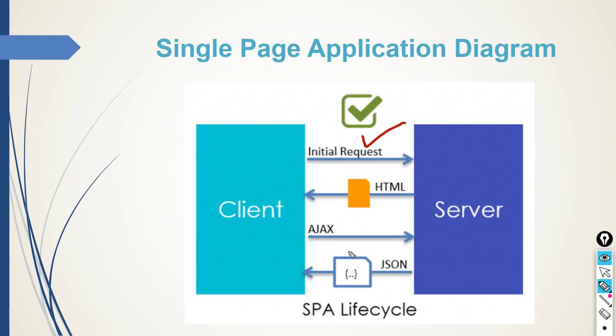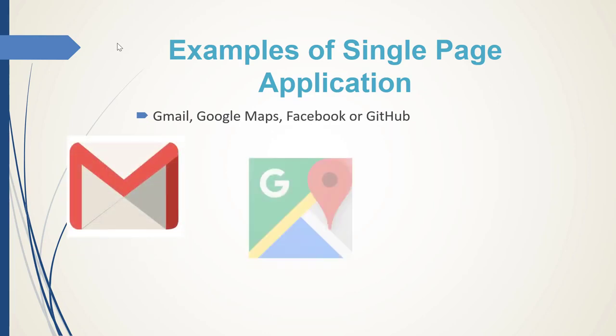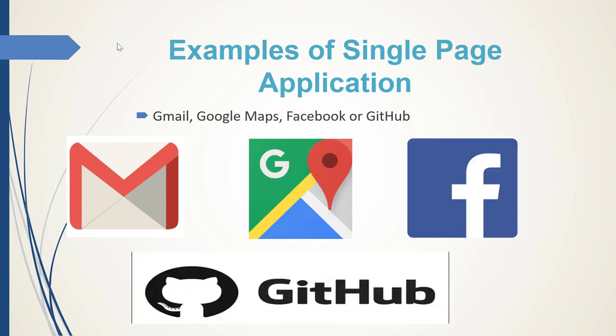So HTML is loaded only once throughout the lifespan of the application. The server acts as a database just for storing the data. So that is the difference. Samples of single page application: yes, all your favorite applications, Gmail, Google Maps, Facebook, GitHub, all of these are using single page application. So you are using single page application in your real time scenario without even realizing.